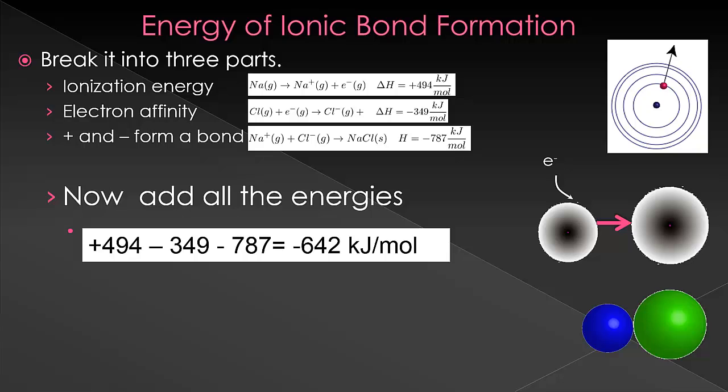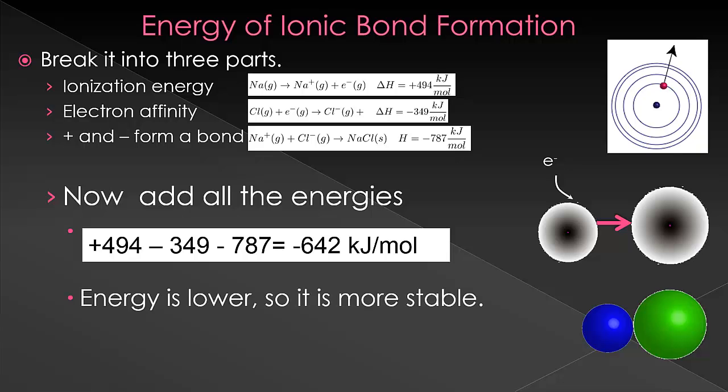Now that we figured out the energy of each of the 3 parts, we can add them together and get the total energy change. If the total energy change is negative, this means the total process was exothermic. Negative energy equals an exothermic circumstance. It releases energy into the environment.